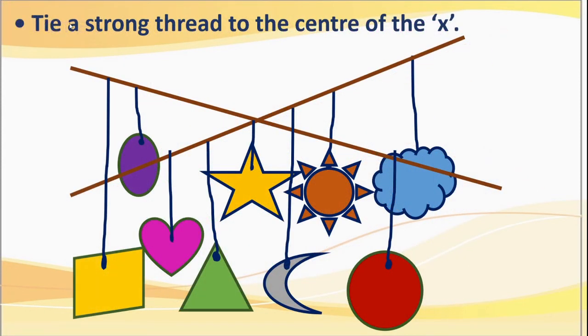Here we can see. Now tie a strong thread to the center of the X. Here X. Here we have to tie a strong thread. We have to take a thick thread and tie it. Can you see here? The thick thread. Why? Because we are going to hang this, isn't it?